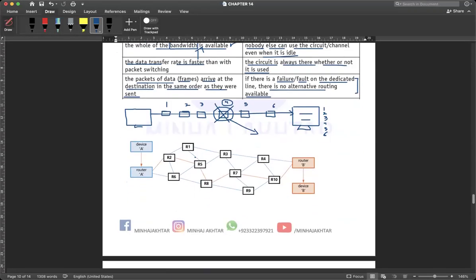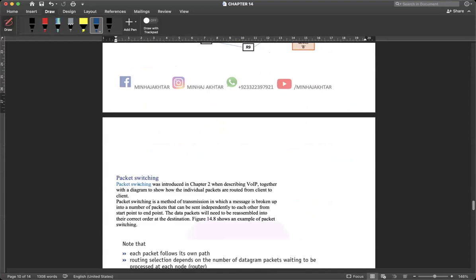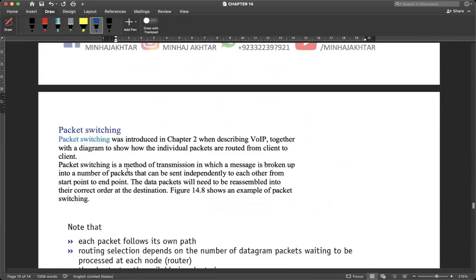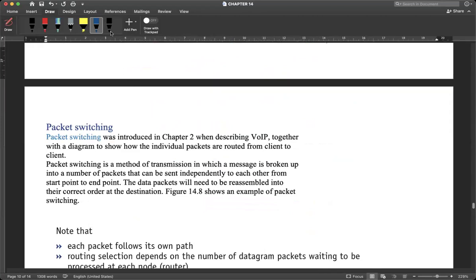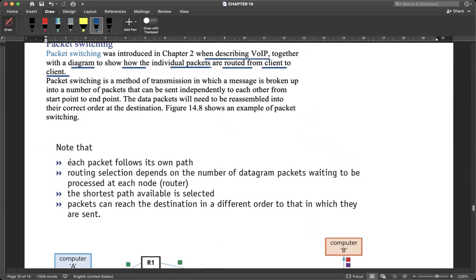Okay, next topic is packet switching. Packet switching was introduced in chapter number 2. We have already done with the packet switching, guys. Okay? So when describing VoIP together with a diagram to show how the individual packets are routed from client to client, हमने यहाँ पर एक diagram पढ़ी थी.